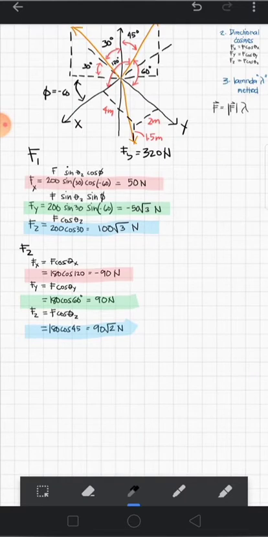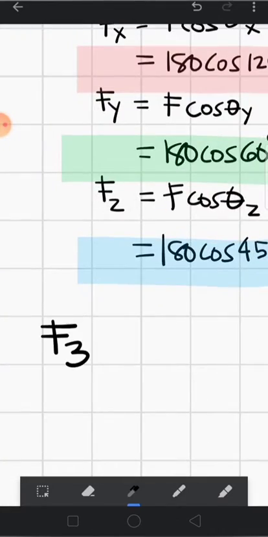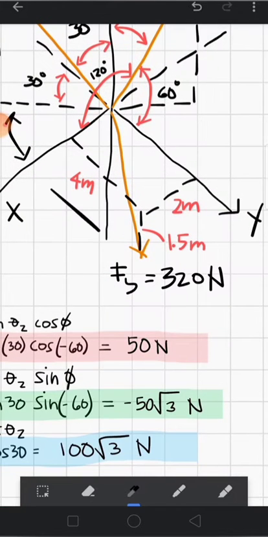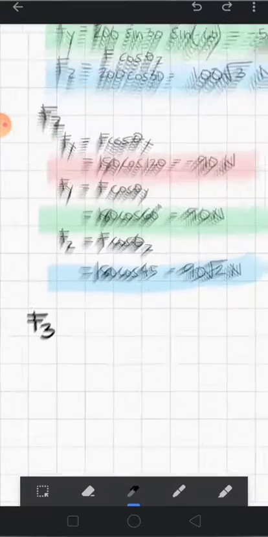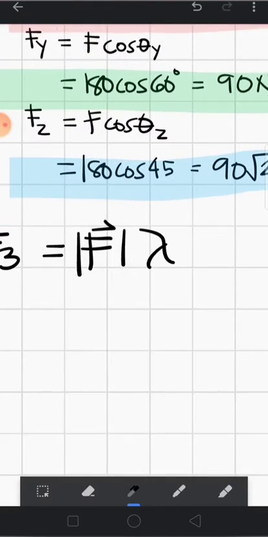And then for the last force, which is F3, same thing. We break it down into its components x, y, z. But this time we're given dimensions 4, 2, and 1.5, and not the angles. So this is the perfect time to use the lambda method, in which we have F3 equal to F, the magnitude of the force, times the lambda. So what's this lambda?